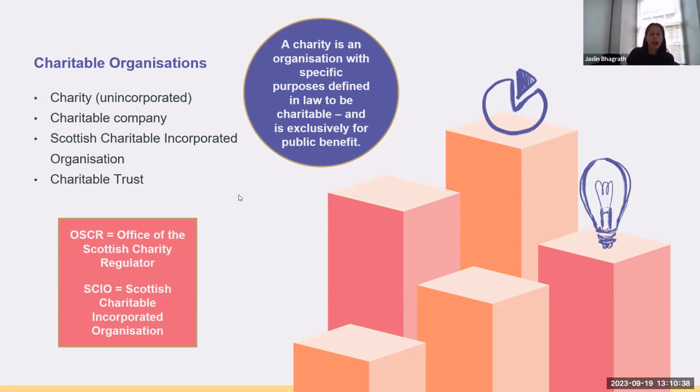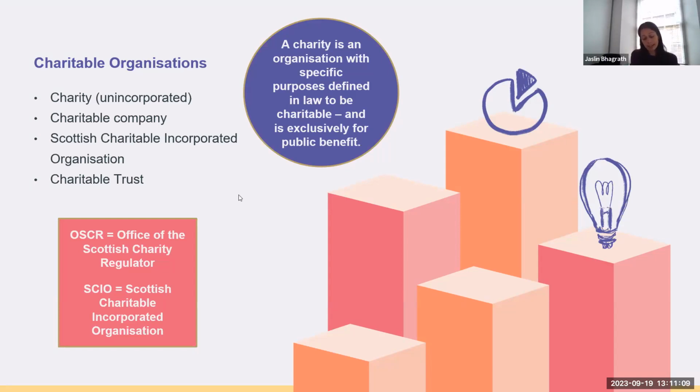A charitable company, on the other hand, has limited liability for its trustees, and it's slightly different from an unincorporated charity in that respect. So there's limited liability, but there's also more compliance that has to be done, and as well as being registered with OSCR, you are also registered with Companies House as a company.